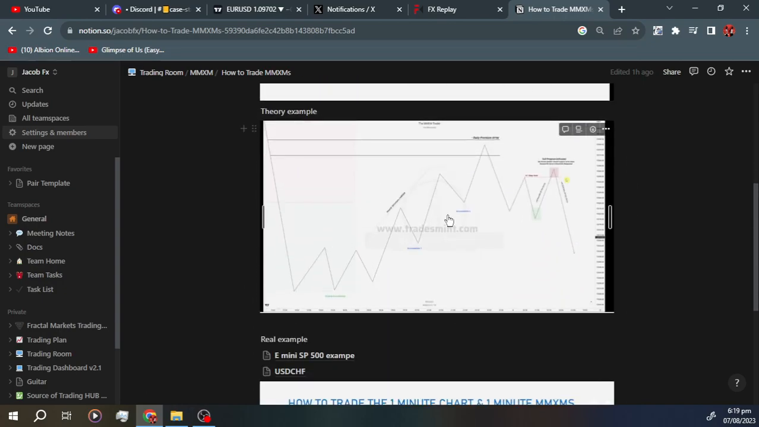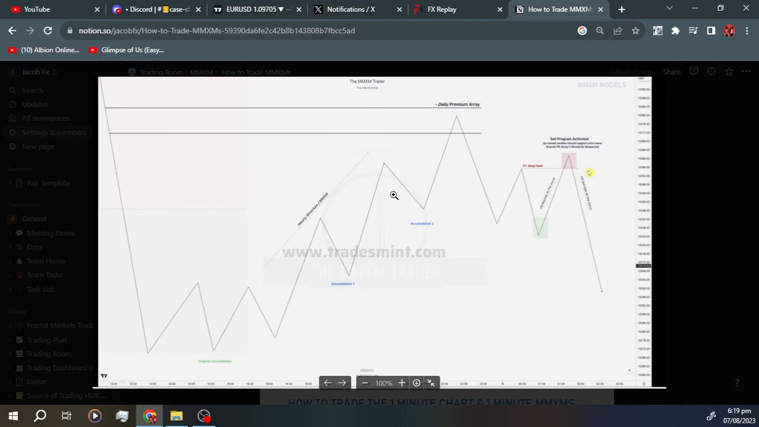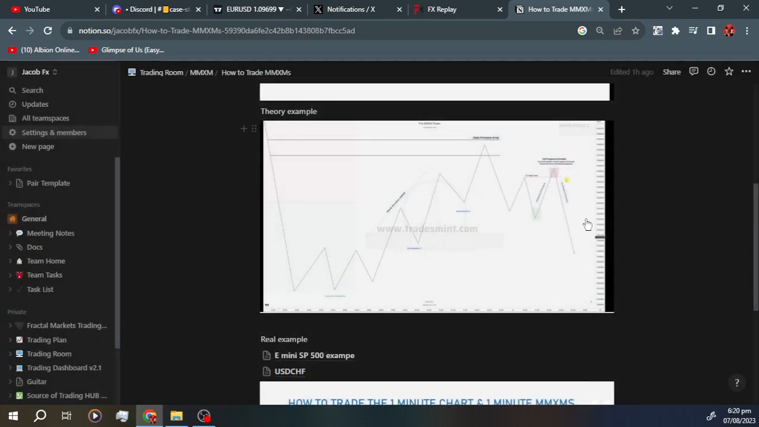So for example, this one, price just did the original consolidation, first accumulation, second accumulation, hits a key level, market structure shift, then retracement, then a continuation, then a stop hunt, and this is where you frame your entry. This is where you take trades.